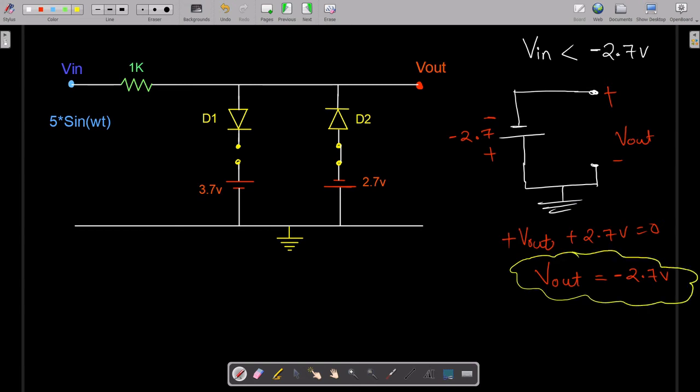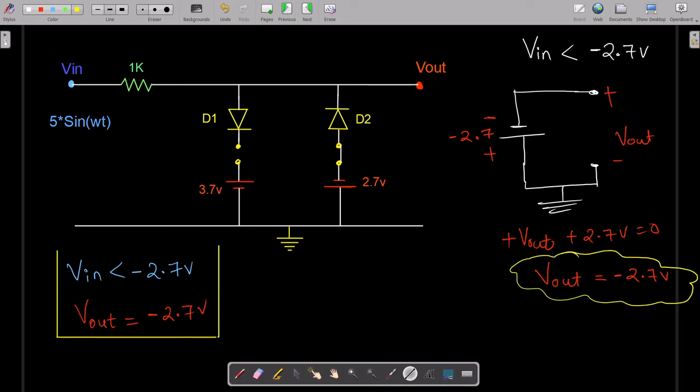So this is what we are getting when our V in is less than minus 2.7 volts. Let me write over here, when V in is less than minus 2.7 volts, we are getting V out equals minus 2.7 volts. Let me highlight it with a box, and now we are good to go, and we can easily draw the output waveform for that particular input waveform.